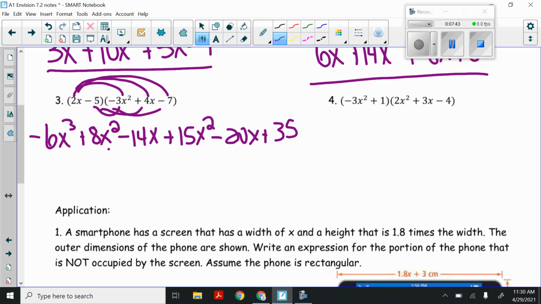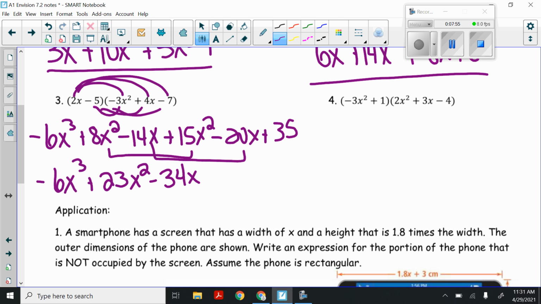My last step, combine my like terms. So I get negative 6x cubed plus 23x squared minus 34x plus 35. There's our answer. Let's do one more of those. Negative 3x squared plus 1, all of that times 2x squared plus 3x minus 4.